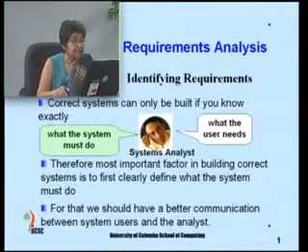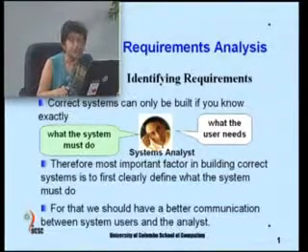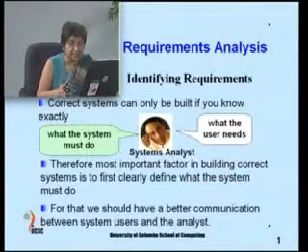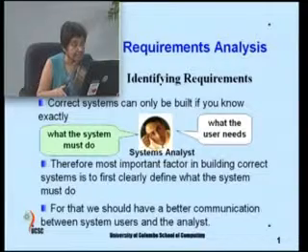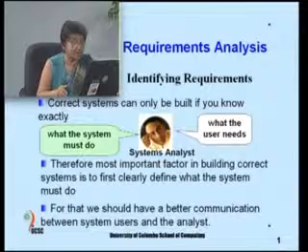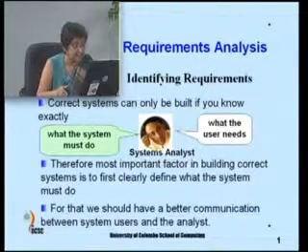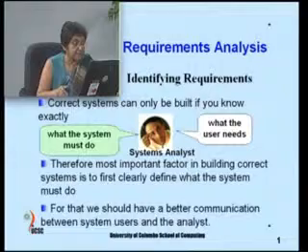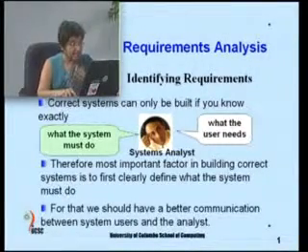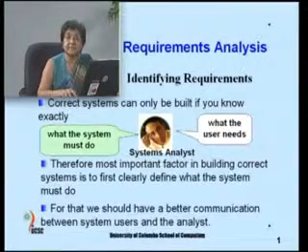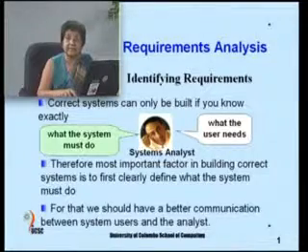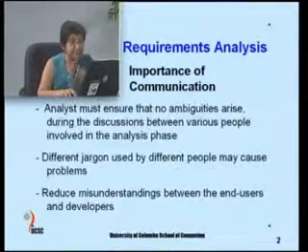Such systems can only be built if you know exactly what the system must do, and that you have to come to an understanding of what the user really requires. Therefore, the most important factor in building correct systems is to first clearly define what the system must do. For that, we should have better communication between system users and the analysts, because it is the system users' problems that you are trying to solve. So, you must have good communication between the users and the analyst.